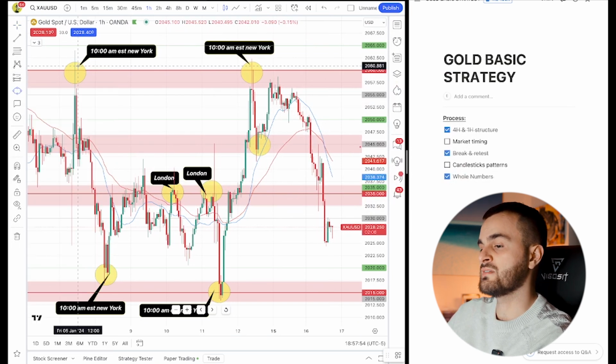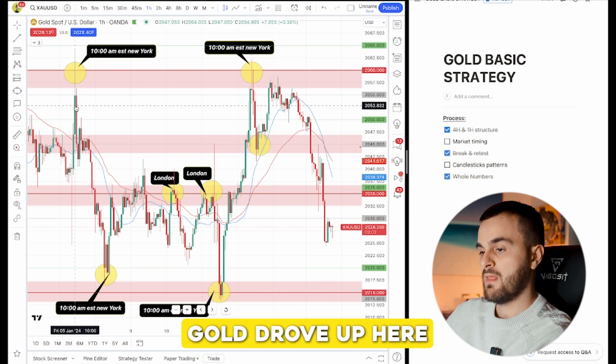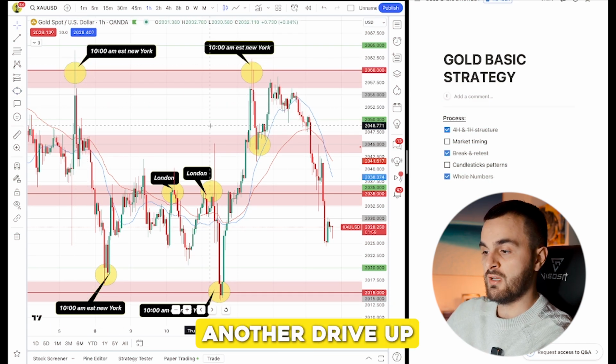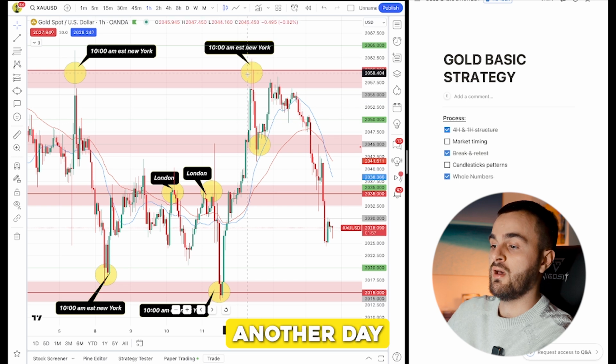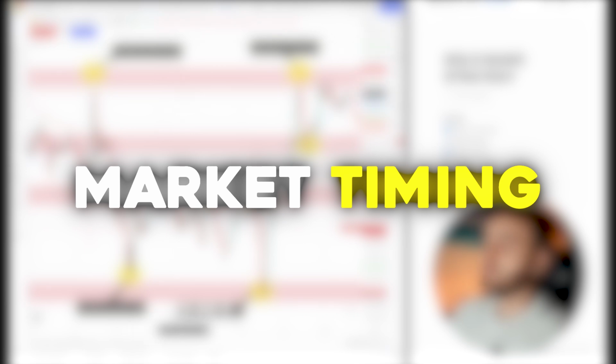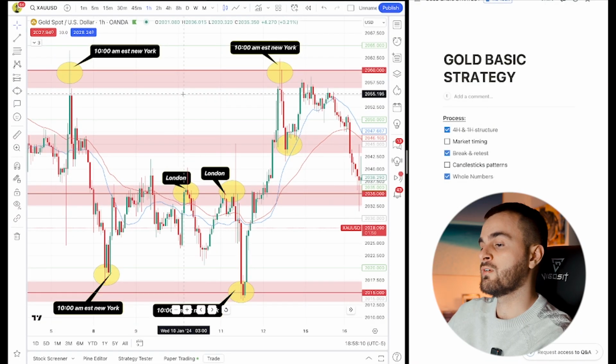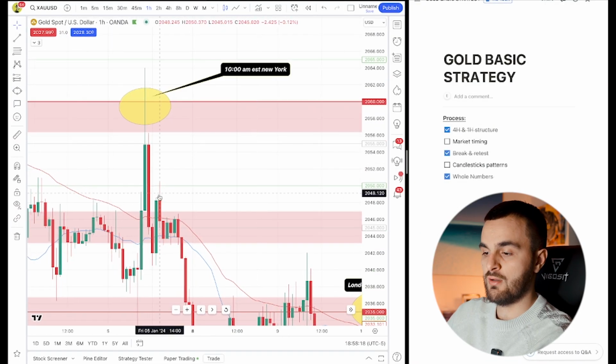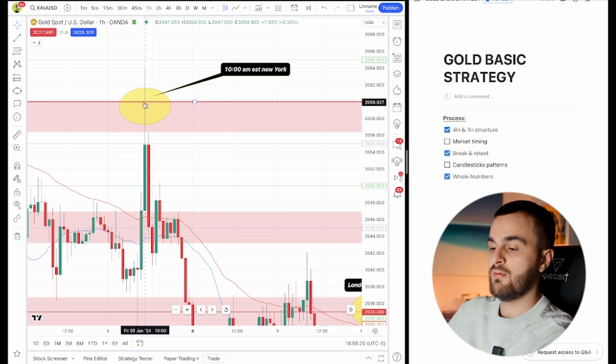Now, if we look at the time this is happening at, gold drove up here to 2060. It also did another drive up to 2060 another day around the same time. This is something that I call market timing, because a lot of times gold is going to reverse the London session direction. We can see how gold drove up this day, but shortly into New York open, we had a big reversal around the 2060 level.